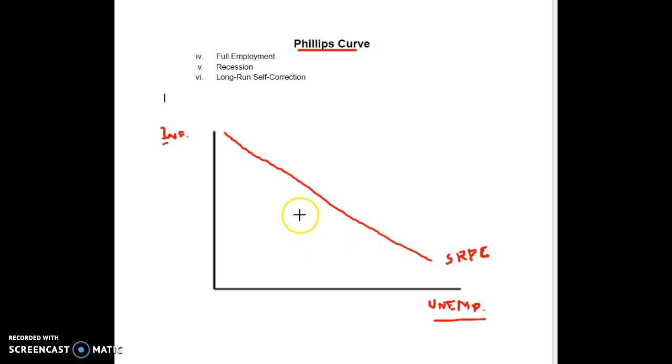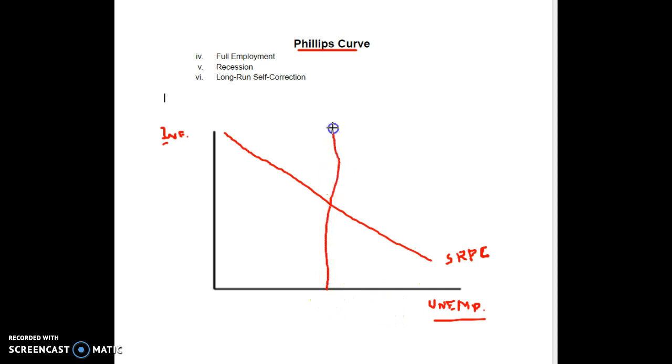And vice versa, right? If we have an inflationary gap, inflation is going up, then unemployment is going to go down. If aggregate demand shifts right, price level rises, GDP also rises, pushing down unemployment. So that's why it's downward sloping, an inverse relationship there.